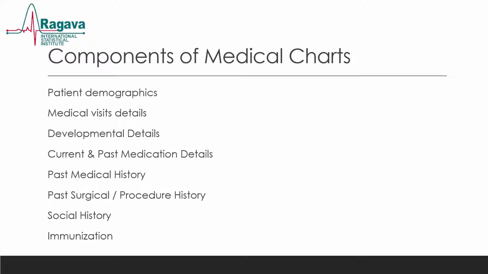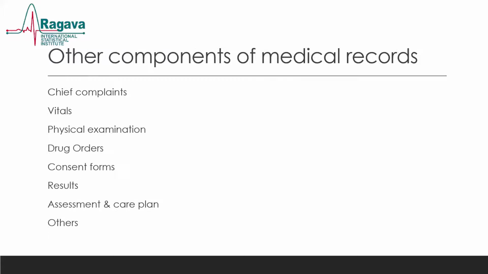The social history is something that I have just included here because in cases where somebody is probably opting for a transplant or a certain lifestyle related disease condition treatment in a hospital, the social history is something that will also be documented as part of your medical charts. Of course, immunization, even more after COVID-19, we are all more curious to know about the immunization status of a patient. So this is an important component that we look for in our medical charts.